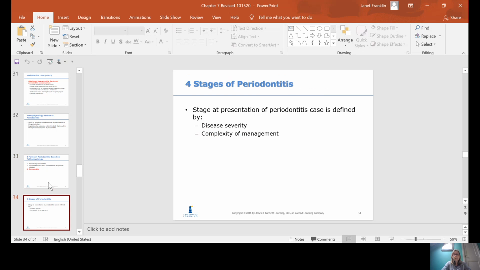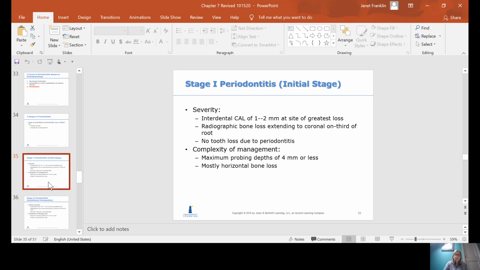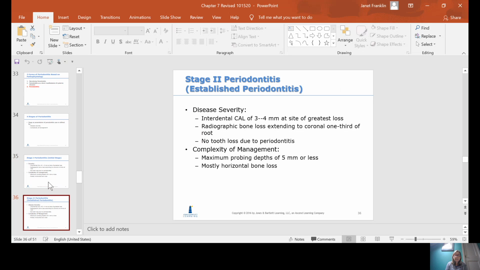4 stages. So stage at presentation of periodontitis case is defined by the disease severity and the complexity of management. So how bad is the disease and how hard is the disease going to be to manage? Stage 1, I'm not going to read through all of these, but stage 1 would be like a slight case of periodontitis. Stage 2 is a more severe stage. It's a more established stage. It's a little bit harder to manage.